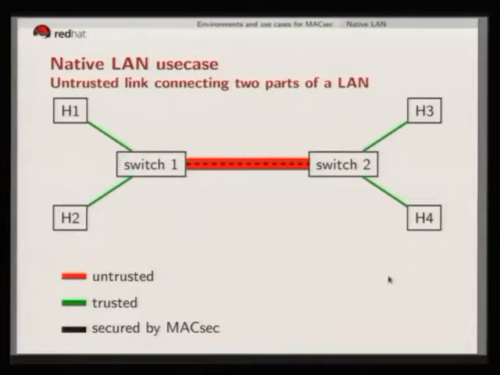So let's say you have one LAN, and you have, say, two buildings on either side of the street, and you have a link to connect them, and you don't trust the provider of that link, and you don't know where it goes. So you want to encrypt the communication that goes over that link. So that red link in the middle, you don't trust that. And you're going to set up MACsec between switch 1 and switch 2, and all the communication there will be encrypted. And now you don't care if the provider of that link is completely untrustworthy.